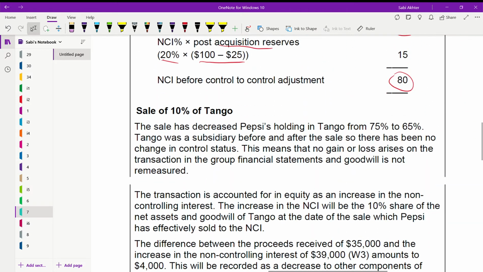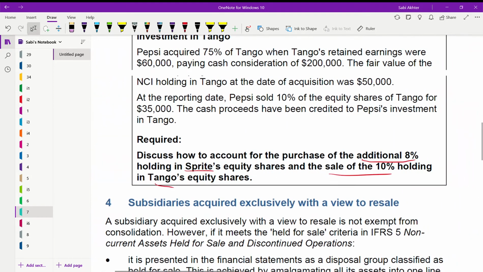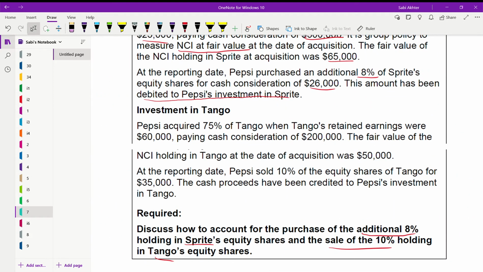Now let us go to the Tango. Before going to the Tango, we have to read his scenario. He acquired 75%. Retained earnings was 60,000. Cash consideration was 200. Fair value of NCI was 50,000. He sold 10%. That means from 75 to 65. For 35,000.